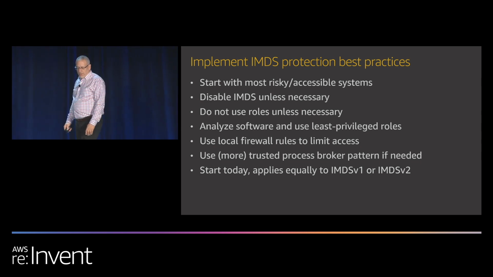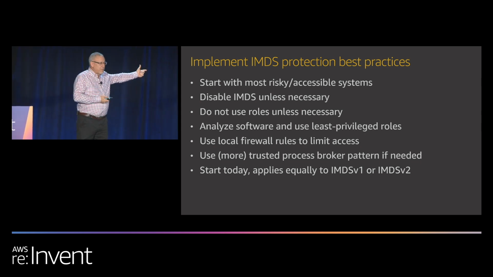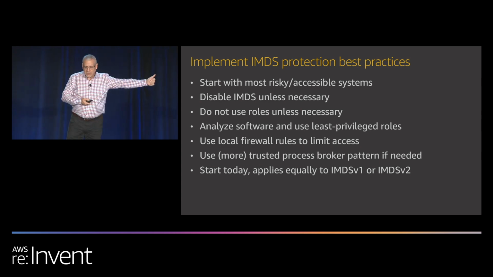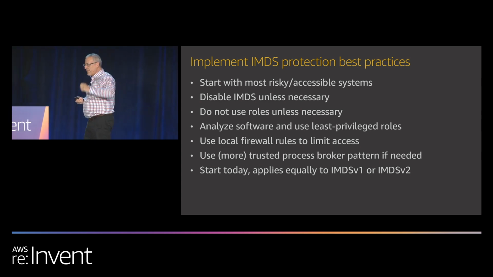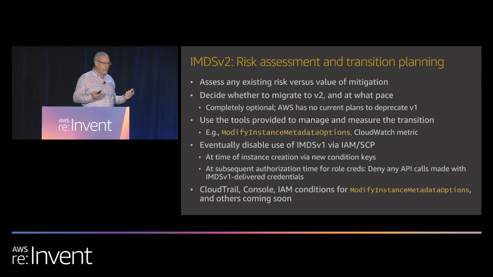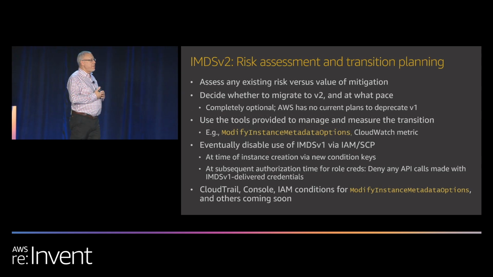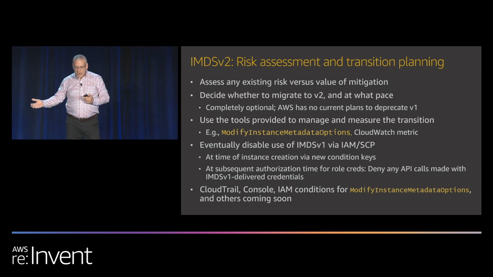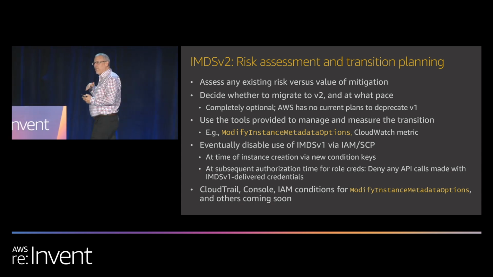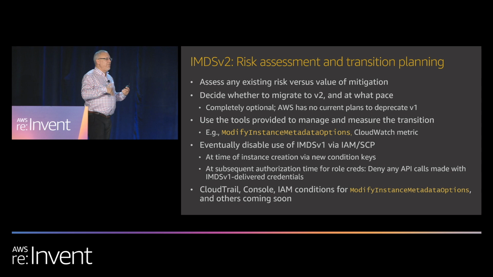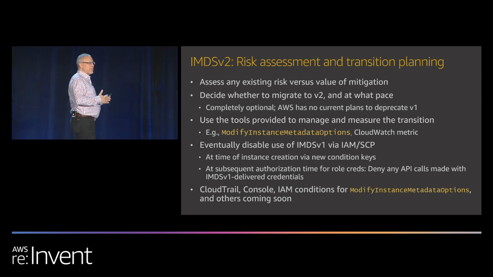If you decide that you want to do that, you can do that. So start with the risky systems, disable the IMDS if it's not necessary, don't use roles unless you have to, look for that least privilege kind of thing. If you do go to version 2, assess the risk, decide about migration, and then start the migration, for example, upgrading software. You watch the CloudWatch metric to watch your count of software using the old version go down to 0. And then eventually you can begin to lock down version 1 so it just doesn't work anymore, using both these controls around starting new instances, modifying them, or using credentials that come from version 1.